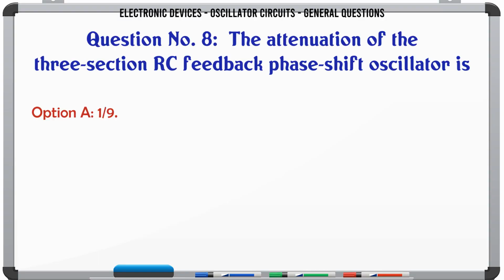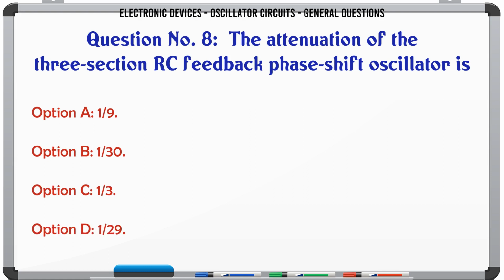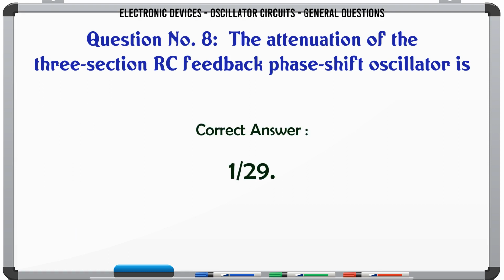The attenuation of the three-section RC feedback phase shift oscillator is A: 19, B: 130, C: 13, D: 129. The correct answer is 129.